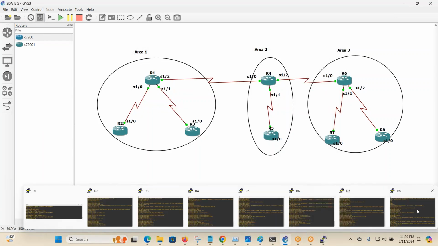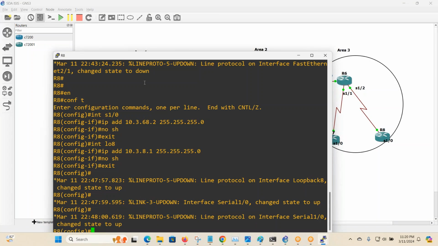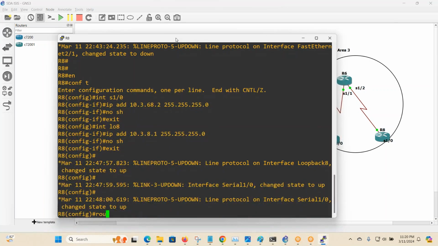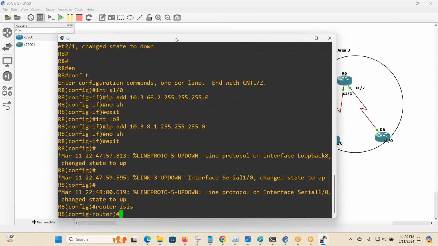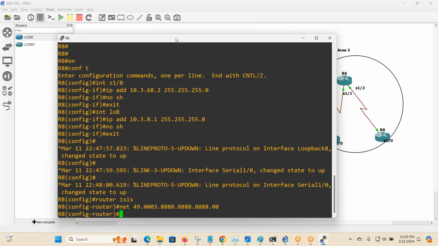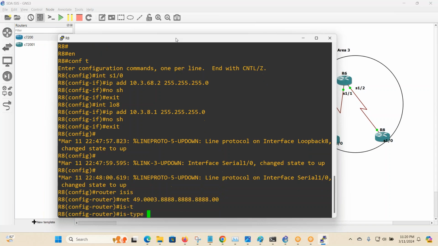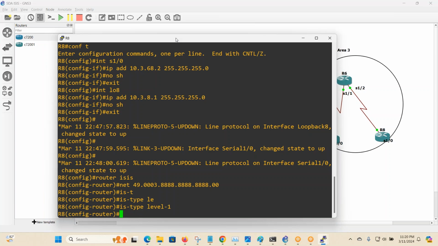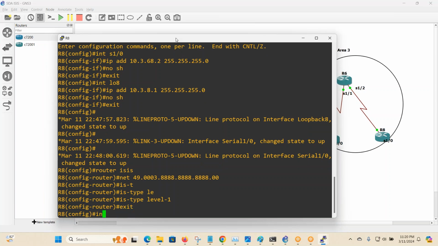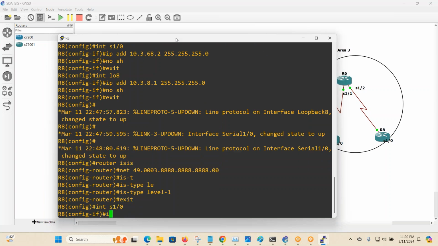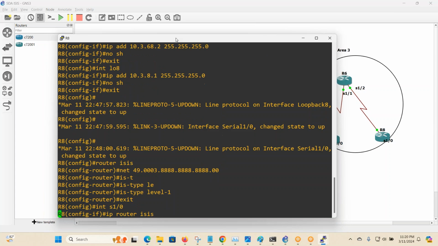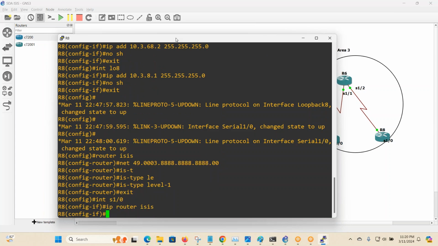Last router R8. So we can use router ISIS. We have to set the NET 49.0.0.3.888.888.888.00. So we have to set the IS type to level 1. Then we will exit from here. Interface is serial 1/0. So IP router ISIS. It's okay, no problem. So we'll just complete this one.